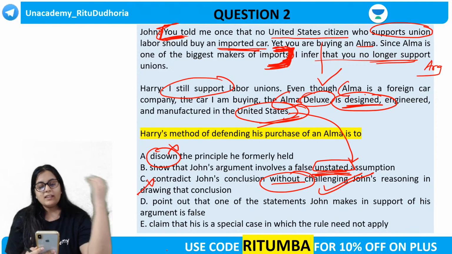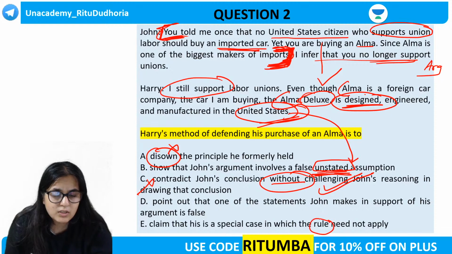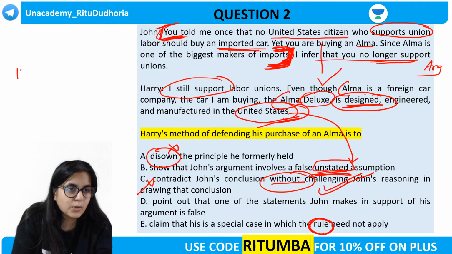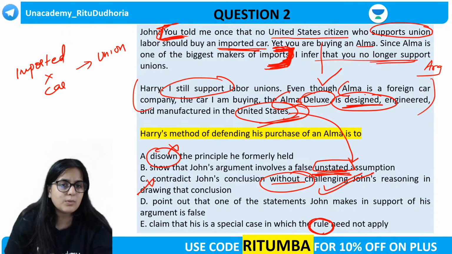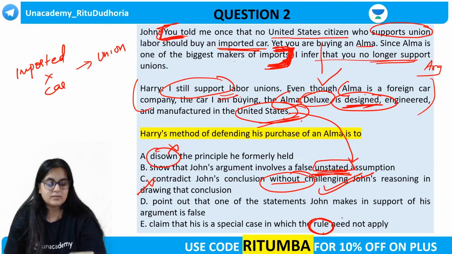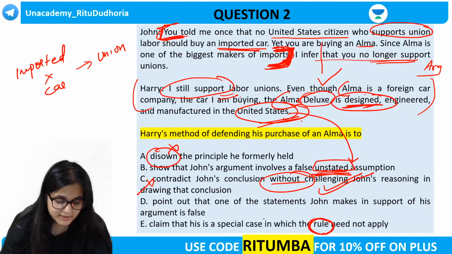Did all of you understand this? E option. His is a special case. What is the rule? What is the rule? Rule is imported car. Imported car नहीं खरीदना चाहिए if you support unions. Does Harry say कि मेरे केस में rule apply नहीं करता, दूसरे ये करो पर मैं ये follow नहीं करूंगा? No. He's still following that rule. He still says I support labor unions and I'm not buying a foreign car. The rule does apply to him as well. Did all of you understand this? Hi Suman. Got it guys?